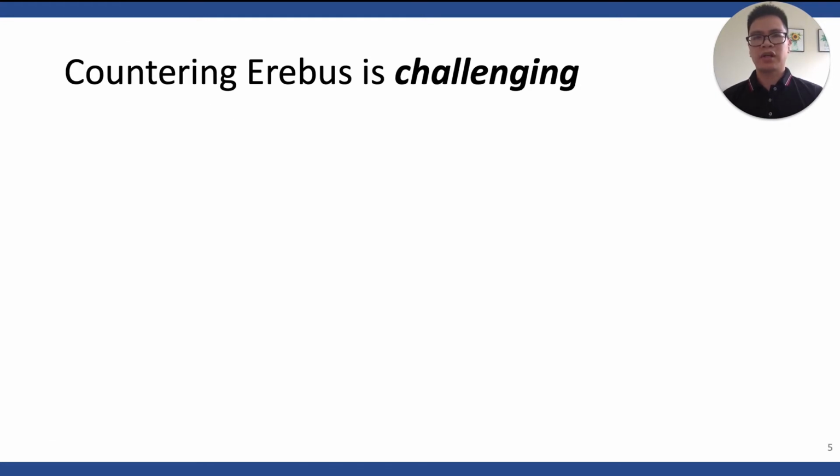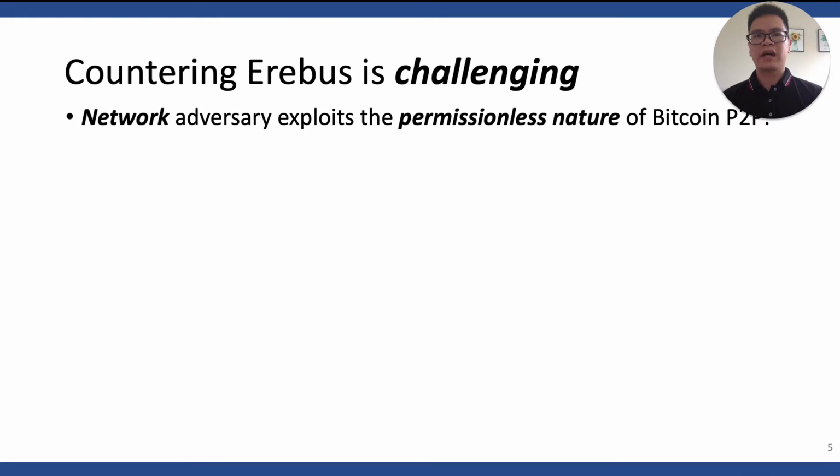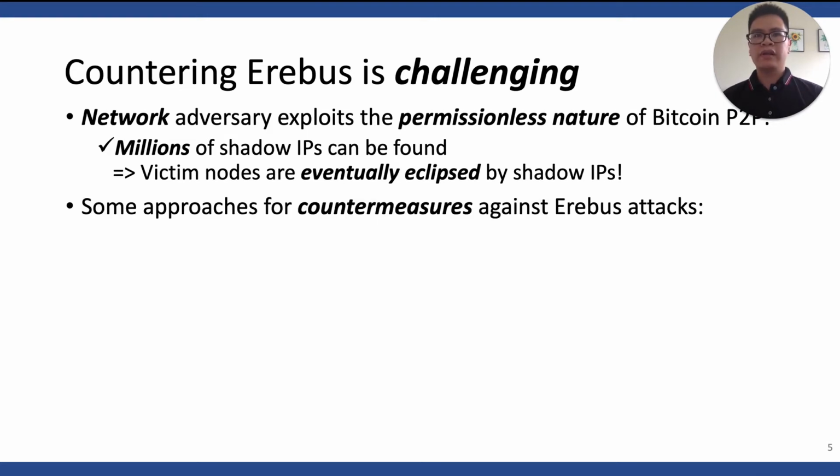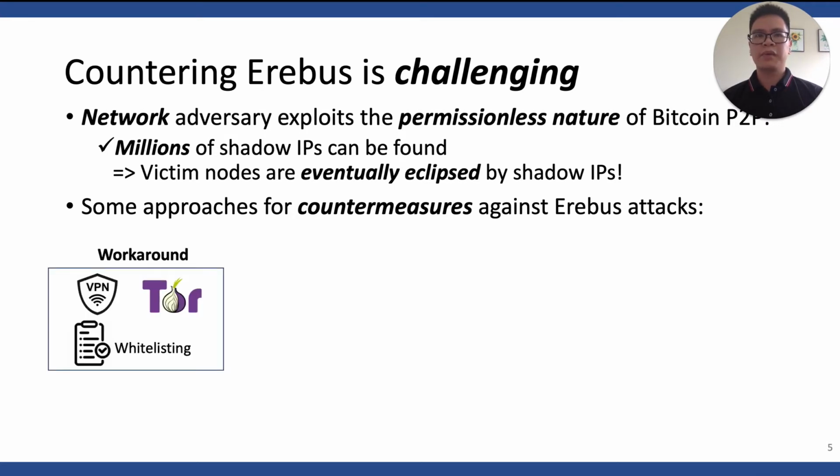Countering the Erebus attack is challenging because the attacker, with its network capabilities, only exploits the permissionless nature of the Bitcoin peer-to-peer network to find millions of shadow IPs to eventually eclipse the victim. Compared to about 10,000 nodes in the current Bitcoin network, millions of identities is a huge number. There already exist some approaches for countering the Erebus attack, such as workarounds like VPN, Tor, or whitelisting some reputable nodes. However, such naive solutions require some external service in the current Bitcoin system.